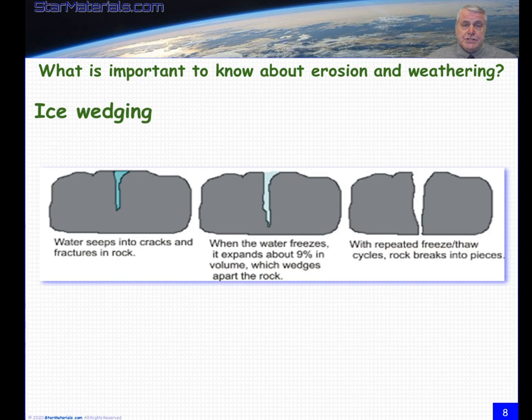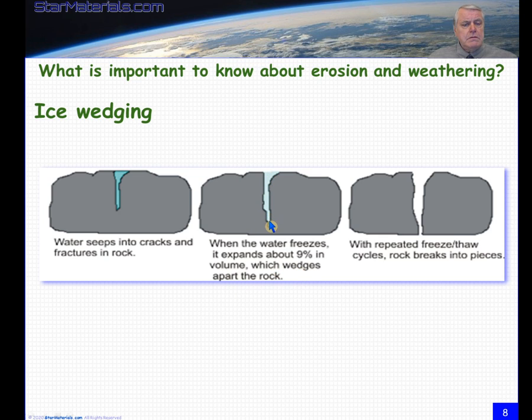We have ice wedging. Here's what happens. Water seeps into cracks and fractures in rocks. Now, when water freezes, it expands maybe 10%. That's why ice floats. It's less dense. So when the water freezes, it expands 9% in volume, which wedges apart the rock.